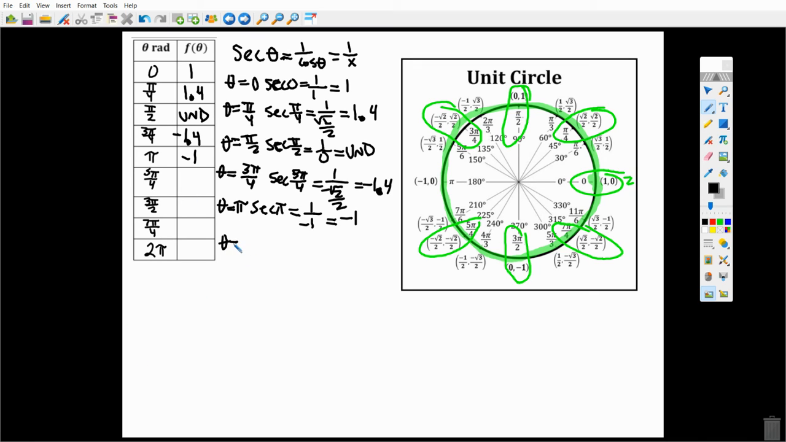At theta equals 5 pi over 4, that's secant of 5 pi over 4. We're going to end up with 1 divided by, and then at 5 pi over 4, x is negative radical 2 over 2, which we got, what was it, negative 1.4.